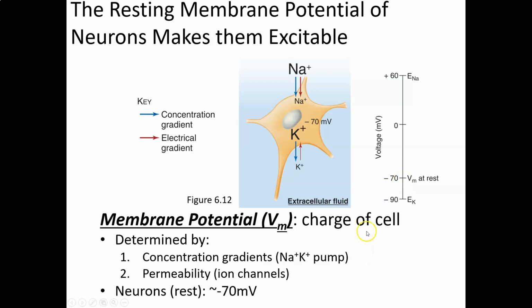And that's determined again by the concentration gradients, which are maintained by the sodium-potassium pump, and the relative permeability of the ions, so basically how many ion channels are open for each ion in question. The other point of this slide is for you to remember that neurons have a resting membrane potential that's approximately minus 70 millivolts.